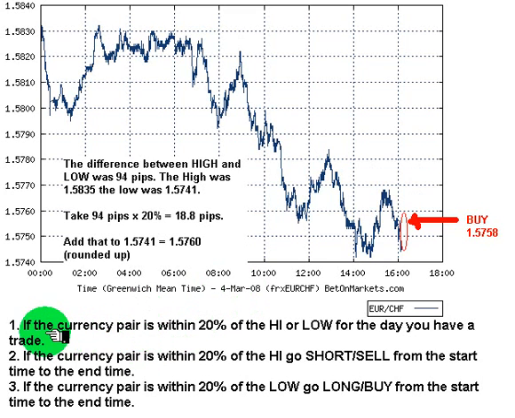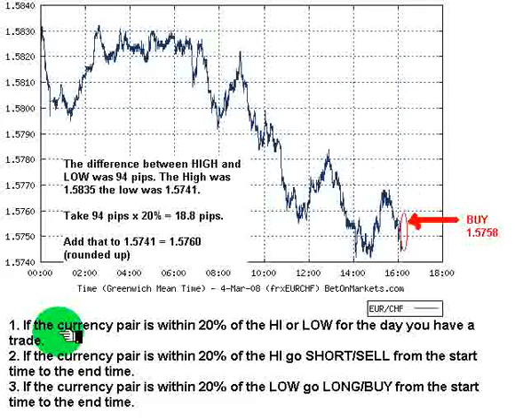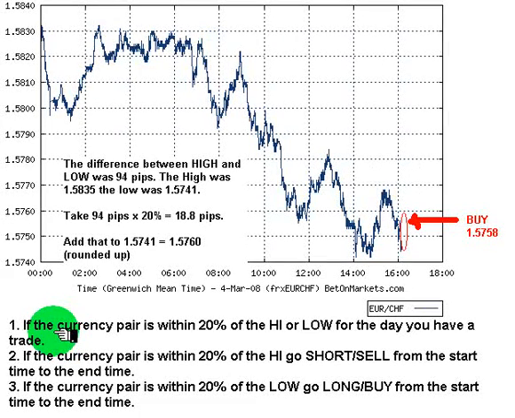Basically what we're looking for, I'll go through the 3 steps here. And there are a few other steps that are in the ebook, but these are the important steps for this video. So first, you look for the currency pair at the specific time, of course. If it's within 20% of the high or low for the day, you have a trade.